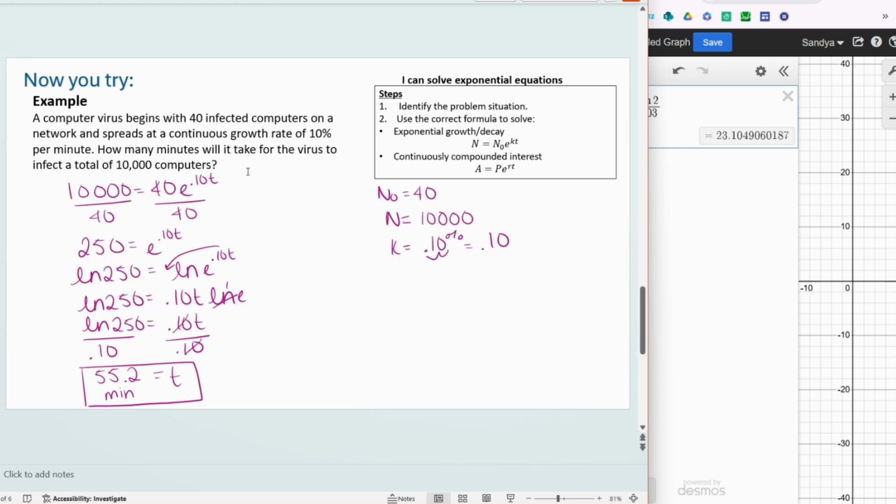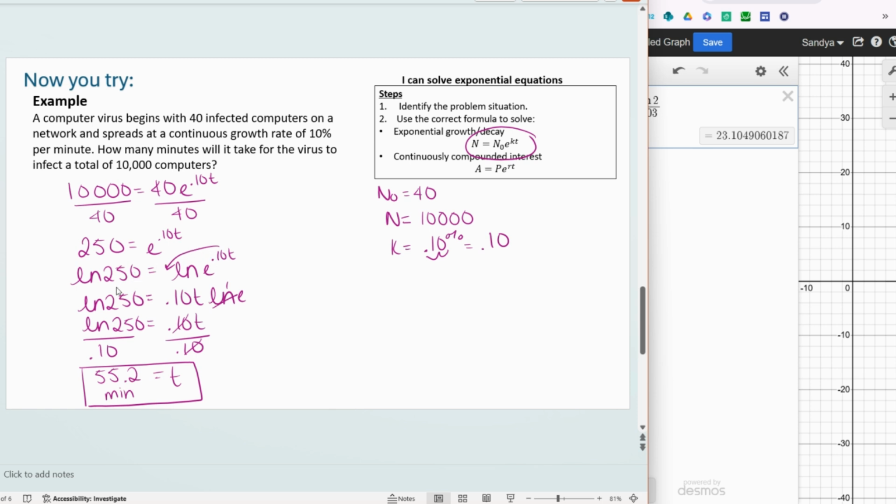So here we have a computer virus that's spreading at a continuous growth rate of 10%. So we're going to use this formula, N equals N naught e to the kt, to model that continuous growth. So the value of N naught is 40. That's where it starts. 10,000 is the final amount. And then 10% we convert to a decimal. So that's 0.1. That gives us the equation 10,000 equals 40 e to the 0.1t. Go ahead and divide both sides by 40, which gives us 250 equals e to the 0.1t.